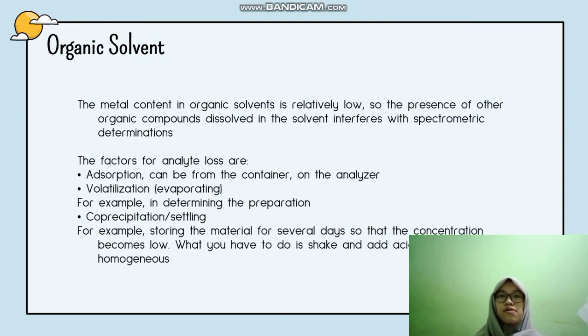And the factors for analyte loss or adsorption can be from the container of the analyte, volatilization or evaporation, for example, in the preparation. Then co-precipitation or settling, for example, storing the material for several days so that the concentration becomes low. What you have to do is shake and add acid to make it more homogeneous.